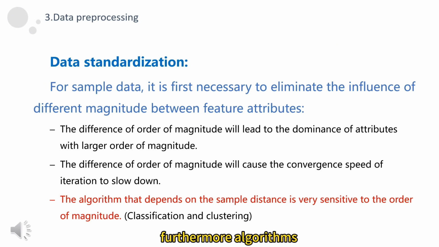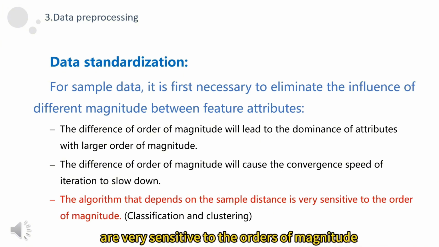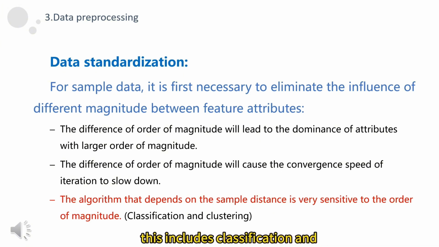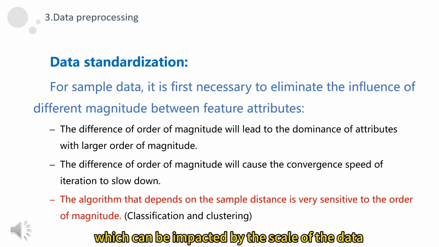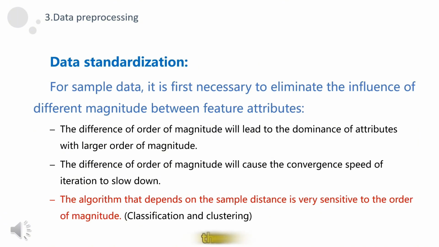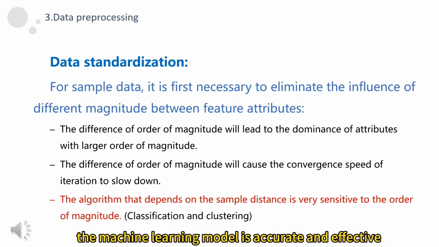Furthermore, algorithms that depend on the distance between samples are very sensitive to the orders of magnitude. This includes classification and clustering algorithms, which can be impacted by the scale of the data. Therefore, data standardization is crucial in ensuring that the machine learning model is accurate and effective.